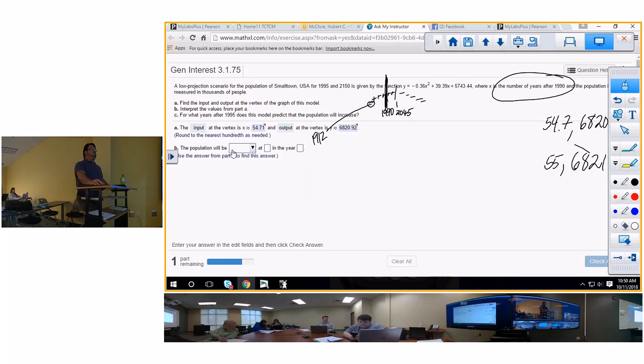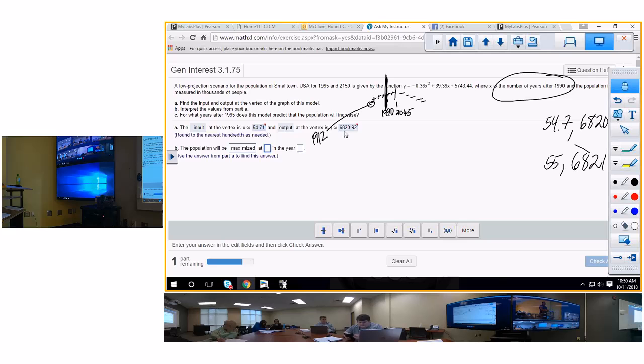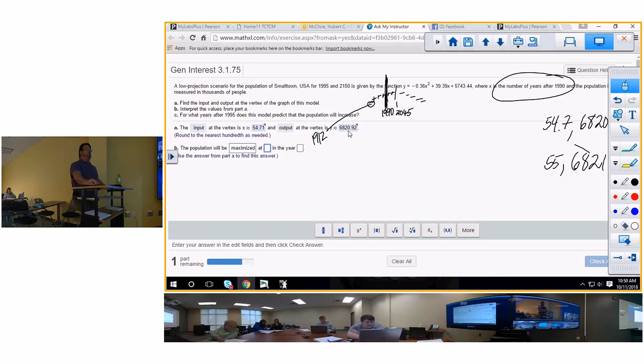The population, B, interpret the values. The population will be maximized at 6821. Now, why am I rounding to the nearest hundredth, even though I'm rounding to the nearest whole number? Because you don't do 54.7 years. You do 55 years, and there ain't no such thing as 0.92 people. So if this was a real world question, you would say 6,821 in the year 2045.